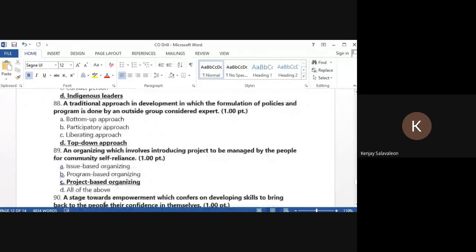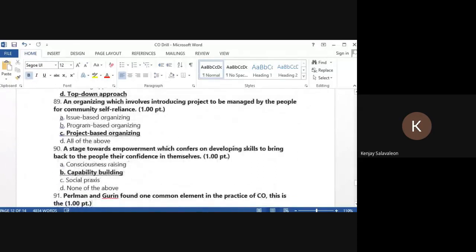89. An organizing which involves introducing project to be managed by the people for community self-reliance. This is what we call project-based organizing. So you organize people based from an existing services of an institution or agency. So andun sila na-organize because there's a need for a project to run in the community. There is a need for organization in order for the project to run in the community.